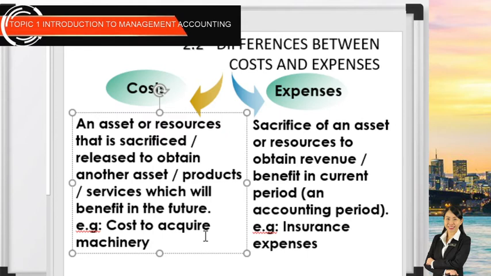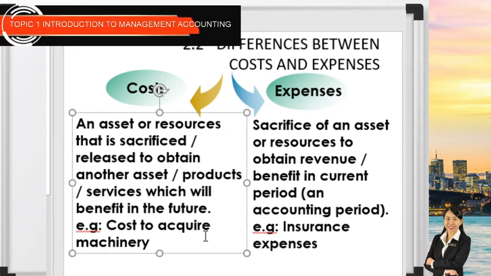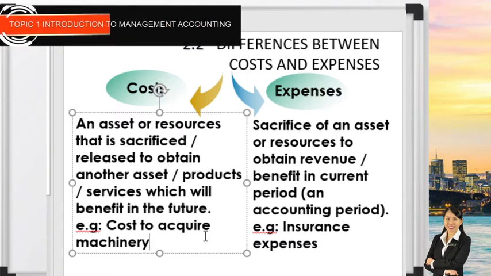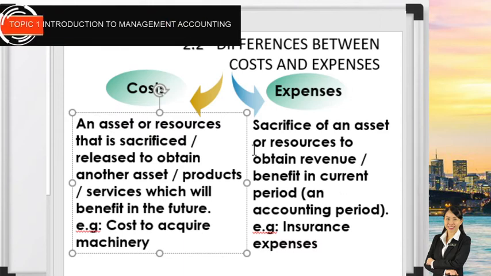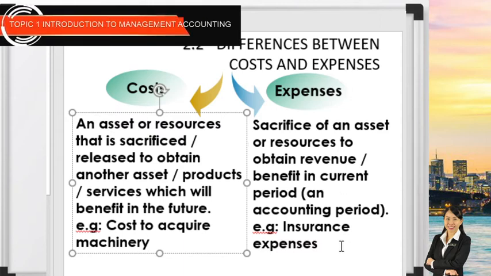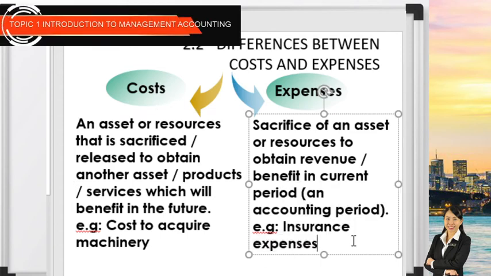Example, cost of direct material. We will bear the cost of buying the raw material and the benefit we will get when we sell our product. We will get the profit afterward. And for expenses, for example, insurance expenses. Insurance expenses is something that we already have our benefit from. That's why we recognize it as expenses.